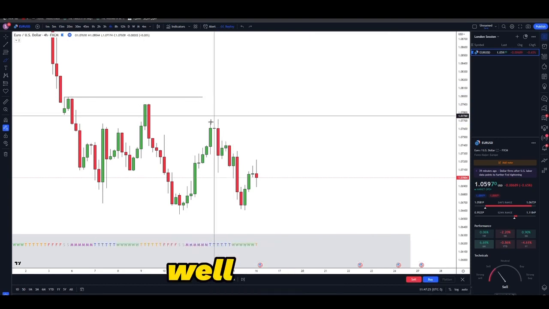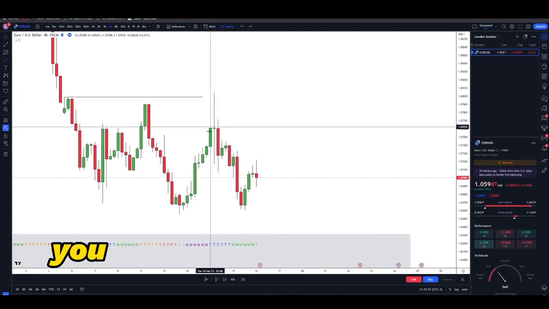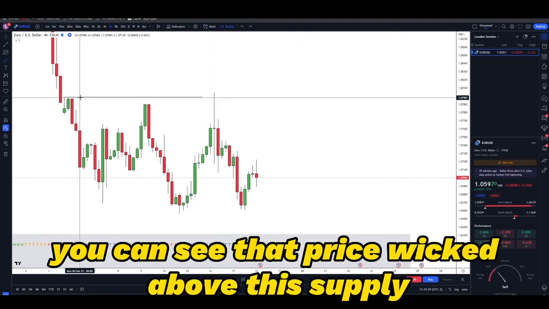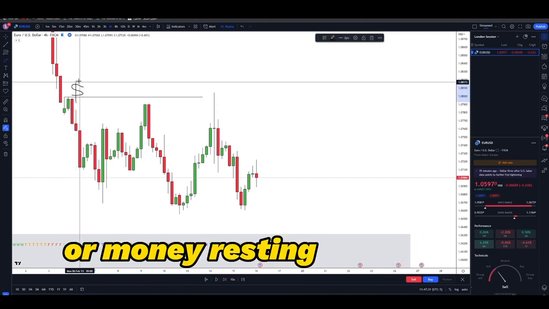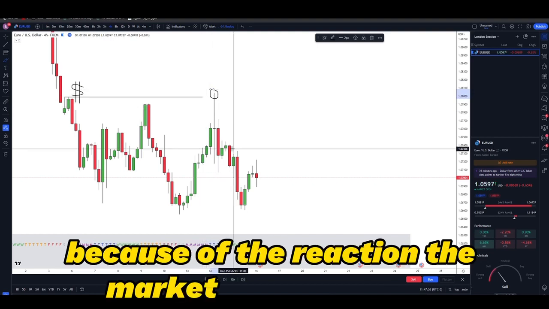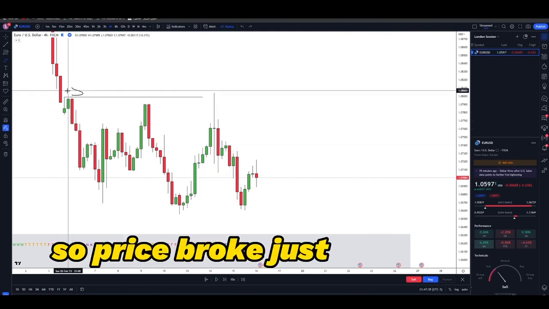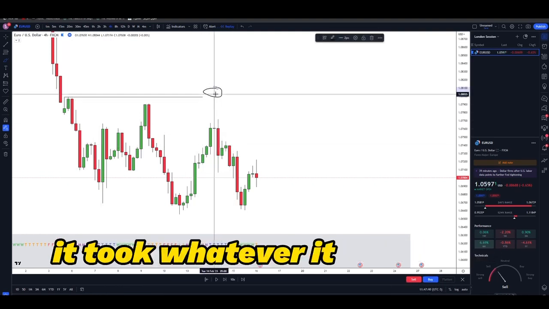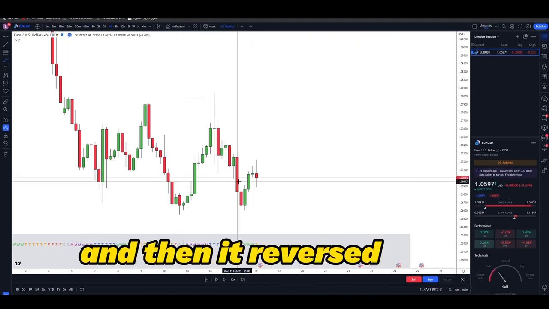How do I know this was a liquidity wick? Well, simply because of the wick. You can see that price wicked above this supply, and there must have been liquidity or money resting above this area of supply because of the reaction the market had towards it. So price broke just above that level of supply. It took whatever it needed to take, and then it reversed back down.